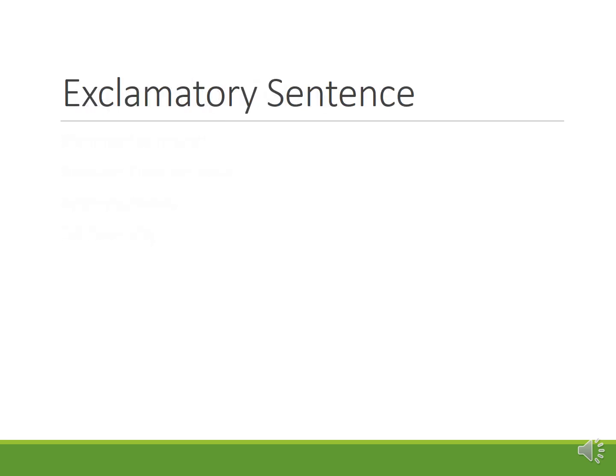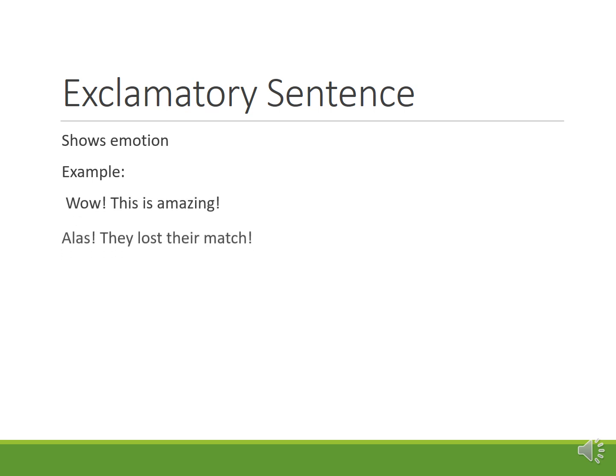Exclamatory sentences. An exclamatory sentence shows strong feelings or emotions. For example, wow, this is amazing. Alas, they lost the match. We use these types of sentences when we are excited, surprised, or emotional.